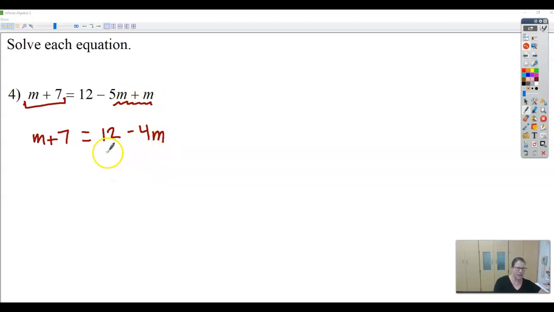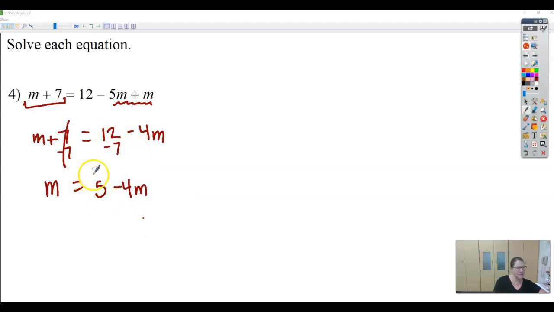Alright, now again, I need to get all the terms with variables on one side, and all the numbers on the other side. It doesn't matter which side I start with, or if I start with variables or numbers, as long as I move them over. So that one's going to go to 0 and just leave the m on this side of the equal sign. On this side of the equal sign, 12 minus 7 is equal to 5, so that's 5 minus 4m.